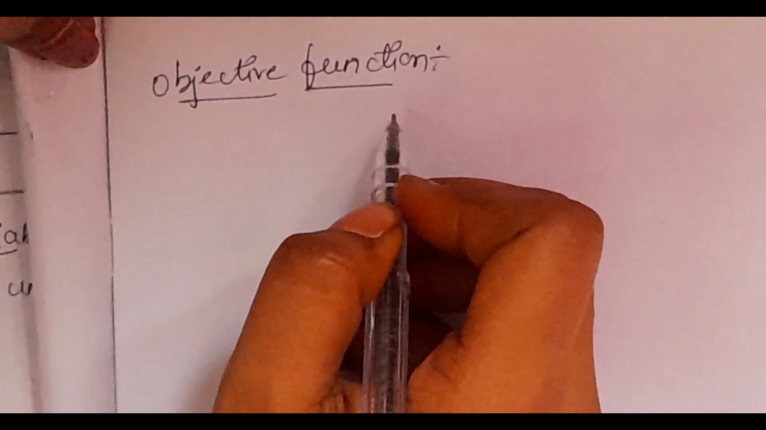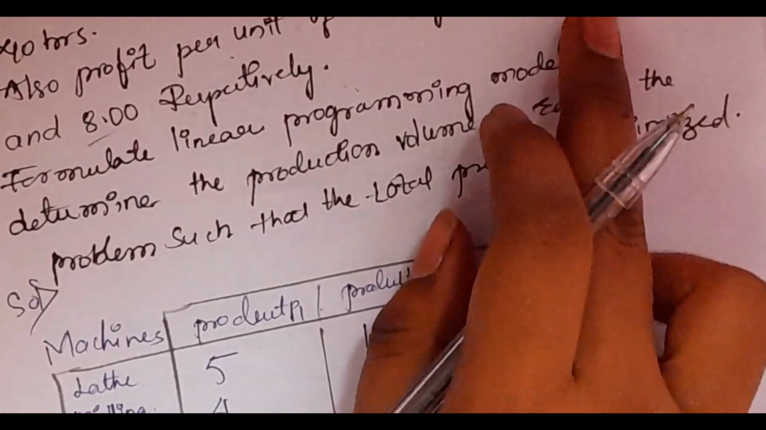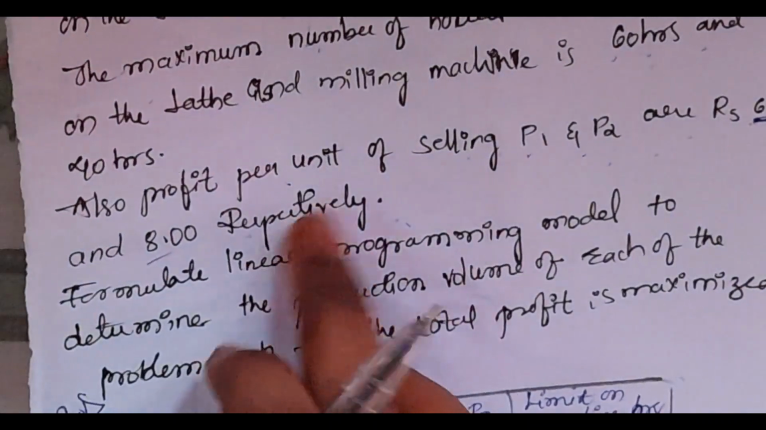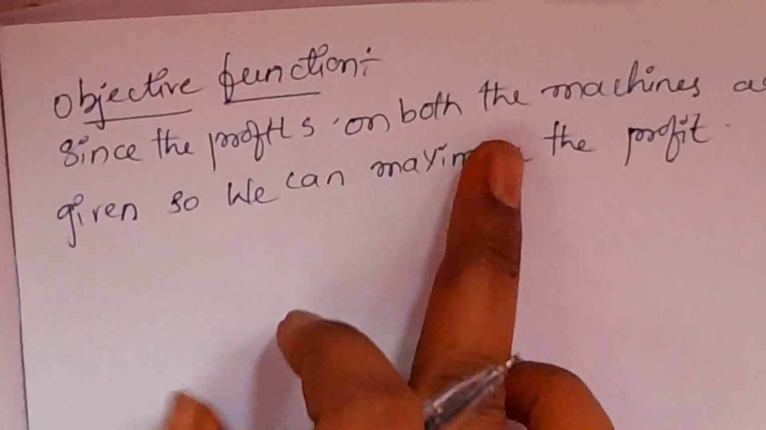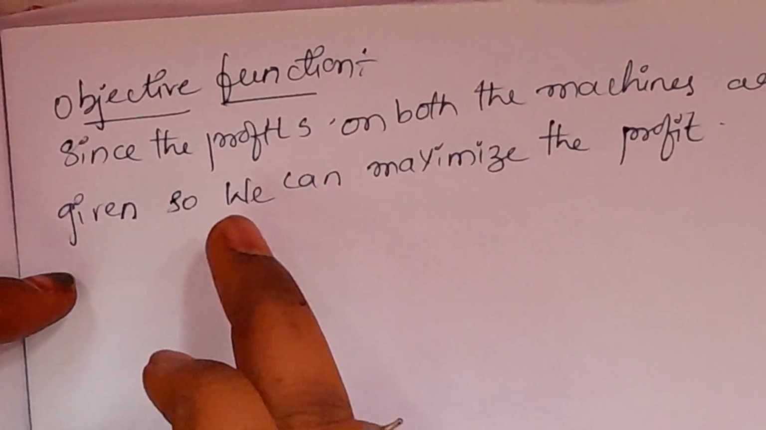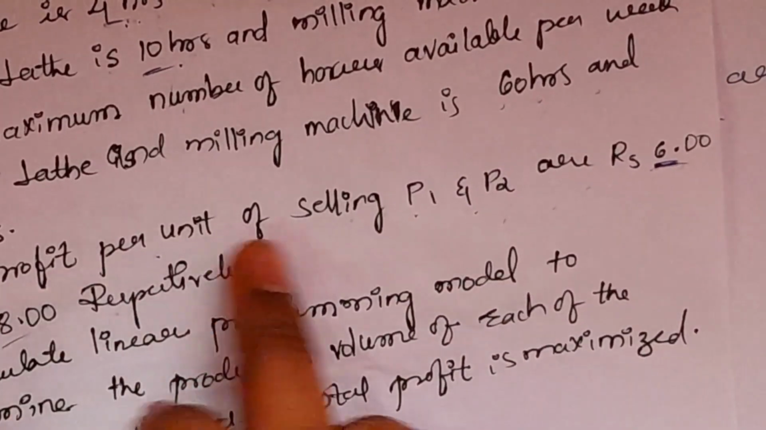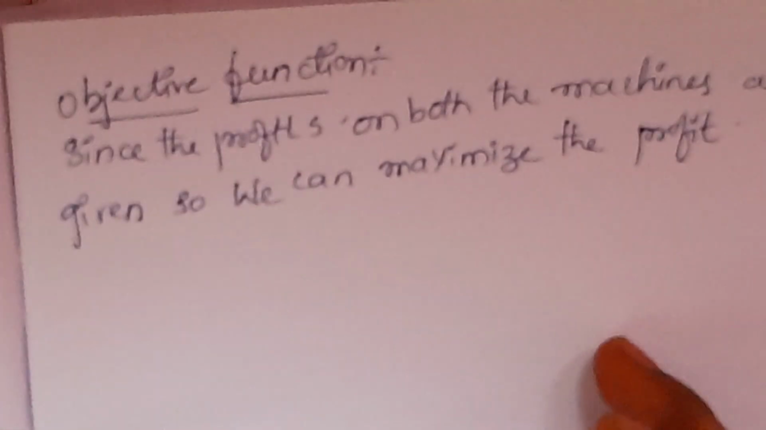In objective functions, since the profits of P1 and P2 are given, we can maximize the profit. Since the profit on both the machines is given, hence we can maximize the profit. Here we have given the profit of both the products, 6 rupees and 8 rupees, so we can maximize them.